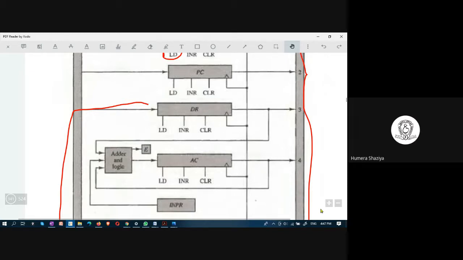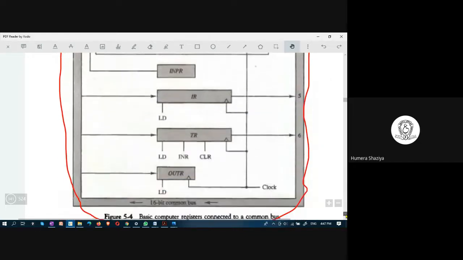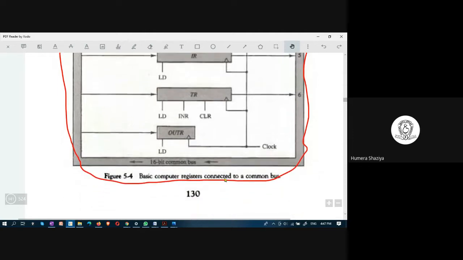Yes, ma'am. Output register can only take the content from the bus to be displayed on the monitor. To be displayed outside means output device. This bus is connecting only processor, register and memory, not IO devices. That's why this output register will take from bus but send it out to output device.